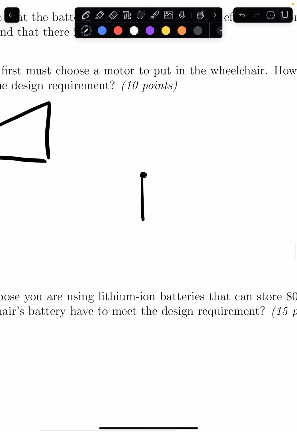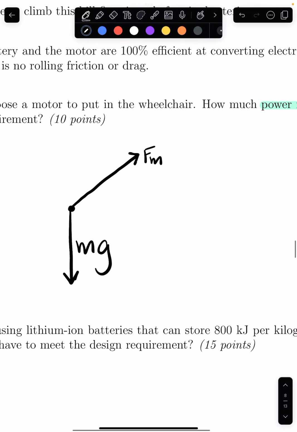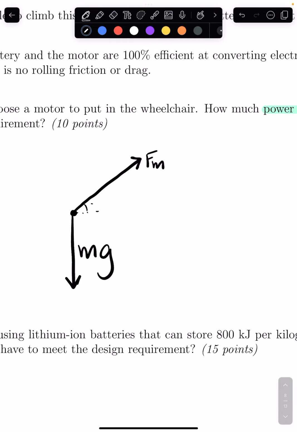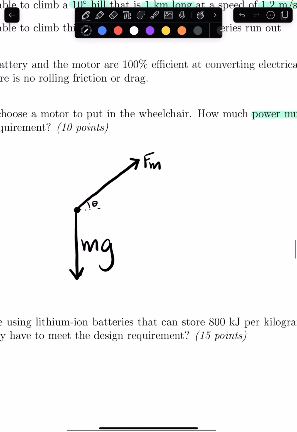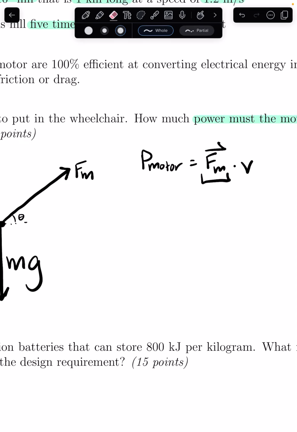I'm going to draw a force diagram. This is our force of gravity, and this right here is our force of the motor, or the force of traction. That's what's pulling it. And here is our theta. We know that the power of the motor is going to be equal to the force of the motor, or the force of traction, times the velocity which we have. The only unknown we need to figure out is this force of the motor.